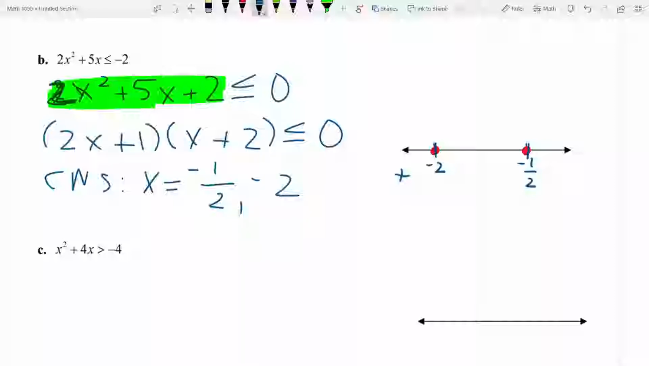Okay. Then in the center, I don't have a sign change. I'm going to choose a negative 1. So I'm going to go negative 1, store, enter, up, up, enter, and I get a negative. On the right, I'm going to choose a 0. To the right of negative 1/2 is 0. So everybody go 0, store, enter, up, up, enter, and I get a positive.